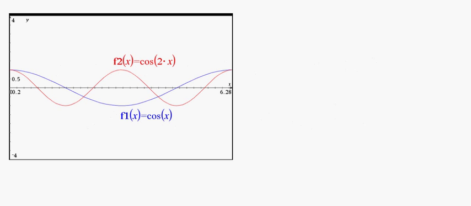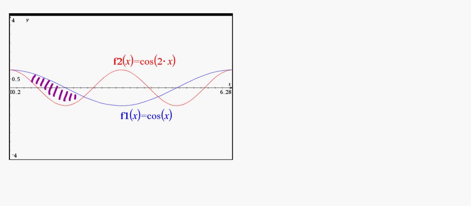So let's take a look at a picture. Let's pretend, just for argument's sake, that I'm looking for the area between cosine x and cosine 2x. Let's pretend that I'm looking for this area in here. The area between cosine x and cosine 2x from here to there.